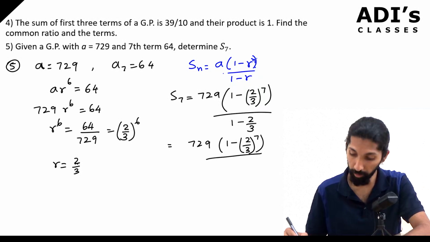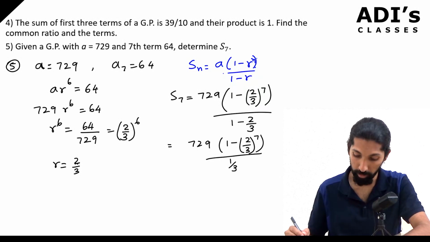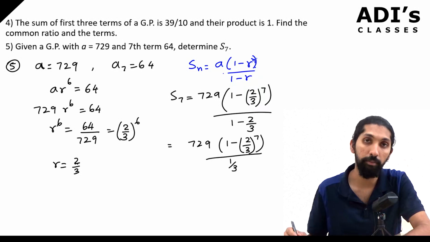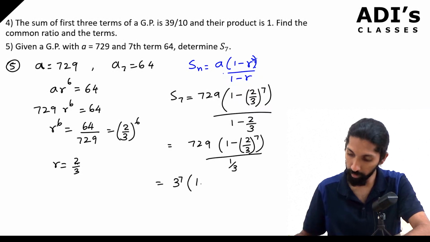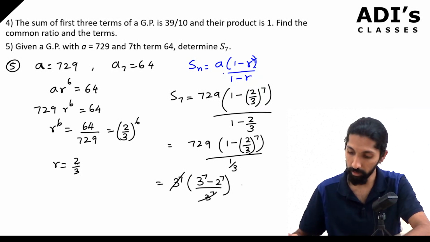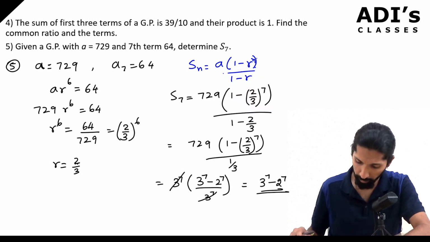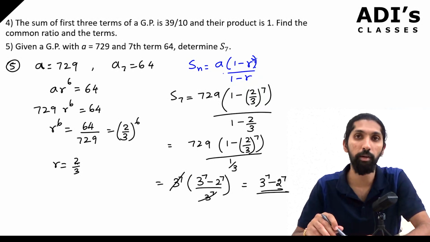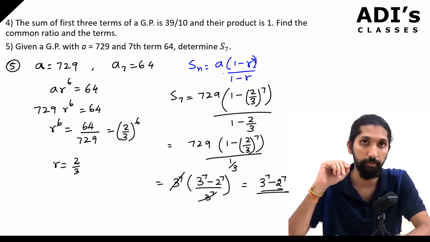Here if you take LCM, you'll get 1 by 3, and 3 you take to the numerator. So that's 729 into 3, that's 3 power 7. So 3 power 7 into 1 minus, or you can say 3 power 7 minus 2 power 7 by 3 power 7. Cancel. So the final answer is 3 power 7 minus 2 power 7. You can keep it as it is because it's going to be quite a big number. That's why 3 power 7 minus 2 power 7 is the answer.